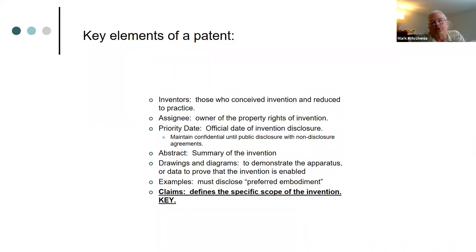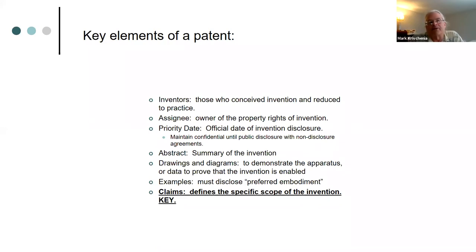So what you want to do is maintain confidentiality using non-public disclosure agreements with people you might be talking with about your inventions. I mean, you've heard a lot about NDAs, and they're very prevalent in the world of discovery. So priority date's really important. That's when the clock starts ticking on your patent life.